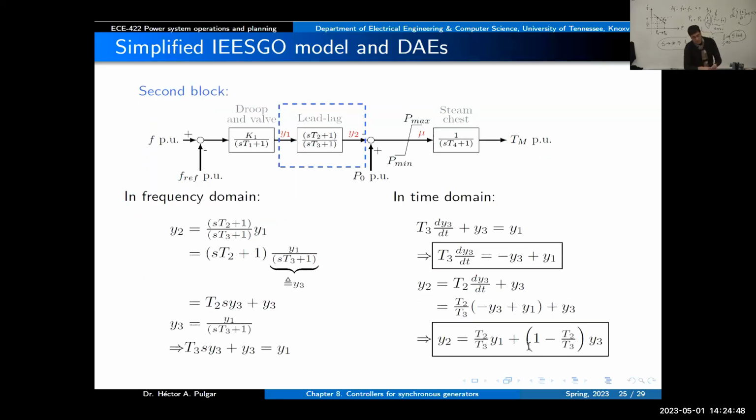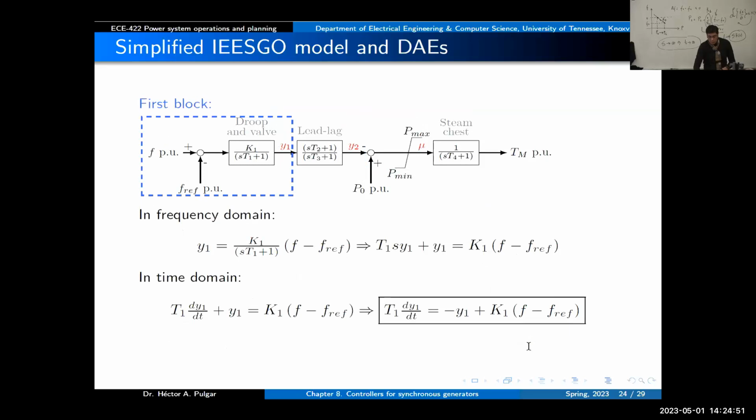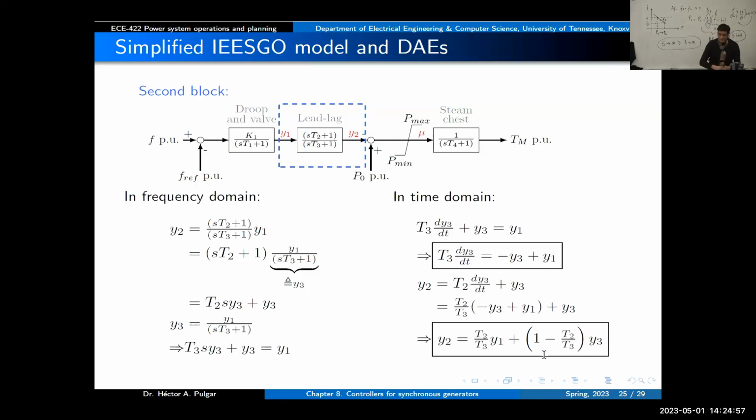The second step, now we have how much is Y1, which is going to be obtained by solving the differential equation. Now that's going to be the input to this second block. And with that, we need to obtain Y2. But this is different from before, because now you have a zero and a pole. So in frequency domain, Y2 is going to be the transfer function multiplied by Y1. So you have this description.